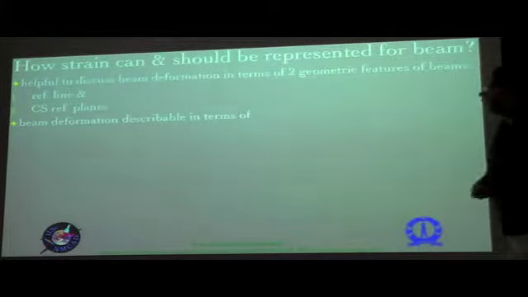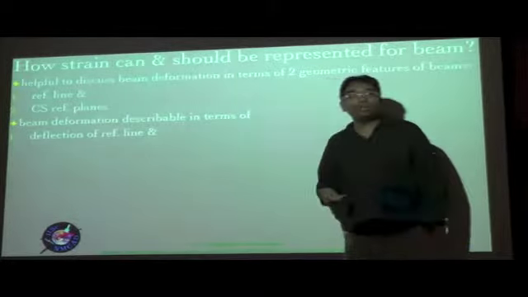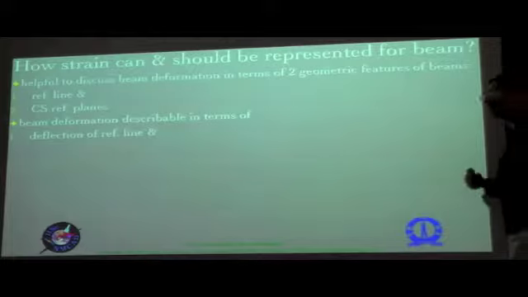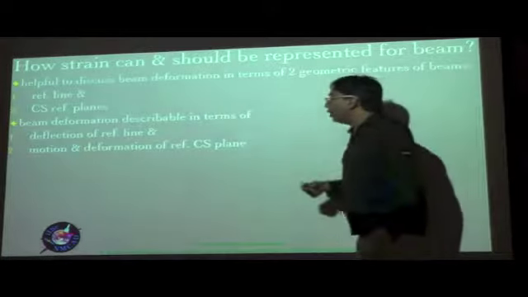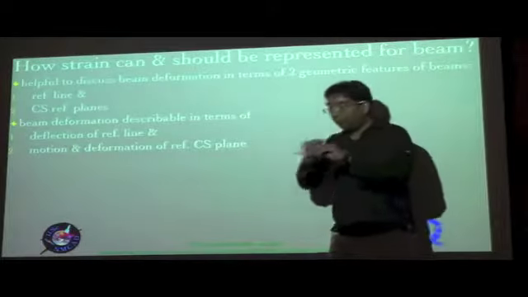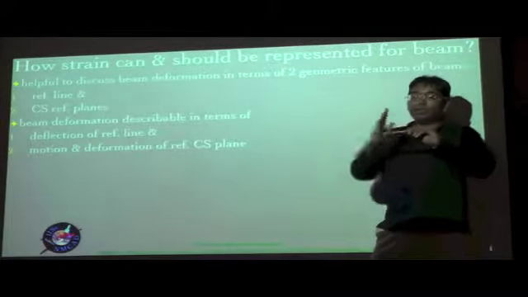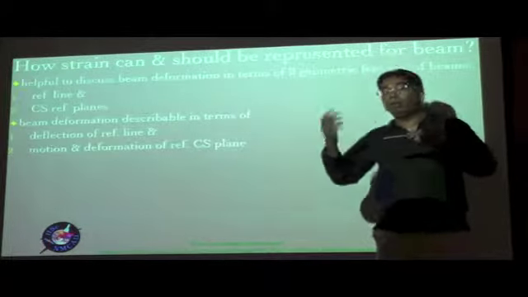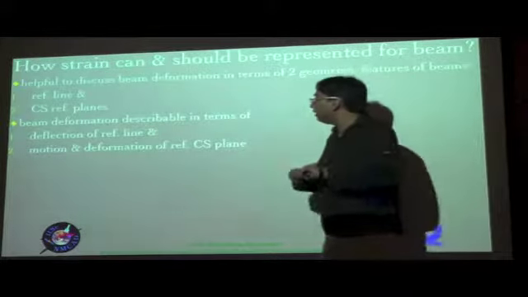The beam deformation is describable in terms of, again, the deflection of the reference line, which is what we represented as the variable u, if you remember the schematic that we had for the beam kinematics. We'll repeat that shortly. Then, of course, the motion and deformation of the reference cross-section plane. So the reference line from its initial configuration has moved elsewhere, and along with that the cross-section has moved, moving like a rigid body, because we are only considering its average motions as of now. So it has the three translations and the three rotations.